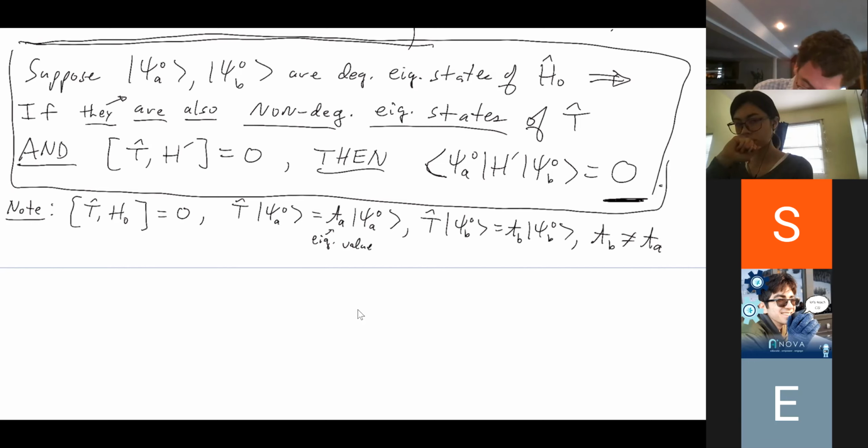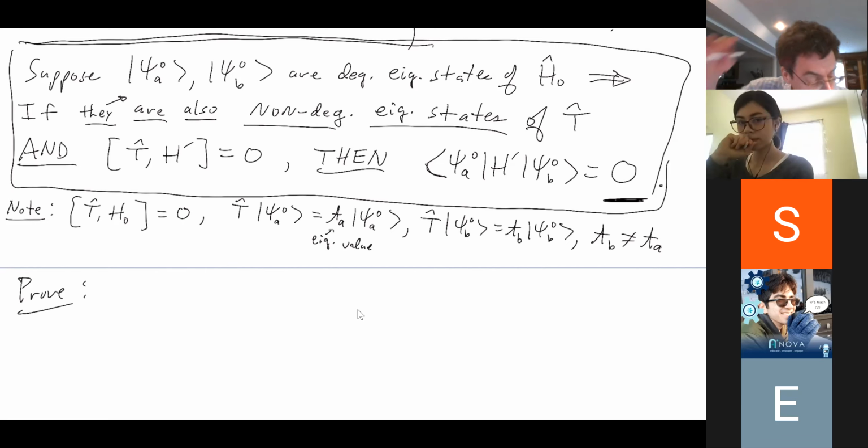So let's prove this theorem before we use it. Prove it, because it's so important. And it's really, really trivial to prove, actually. So let's do this. Let's prove it.